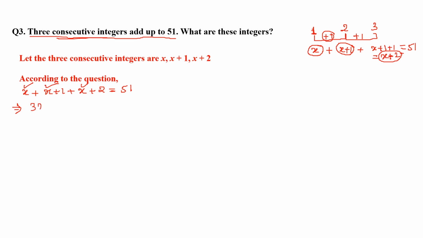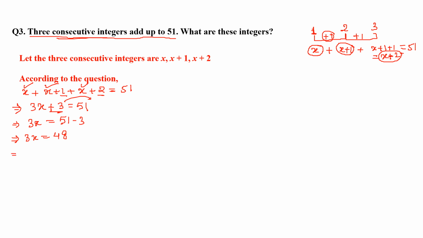So x plus x plus x will become 3x, plus 1 plus 2 will give me 3, equal to 51. Then 3x will be equal to, I am transposing plus 3 to RHS, so it will become 51 minus 3. So 3x will be equal to 48. Okay, 51 minus 3 is 48.